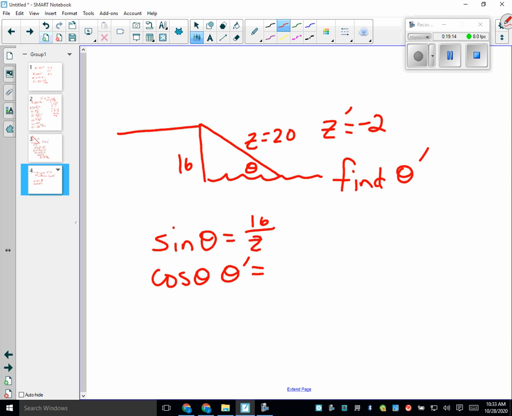Wouldn't it be, sine is 12? Oh, wait. Oh, I found the other equal. My bad. My fault, guys. What's the derivative of 16 over z?